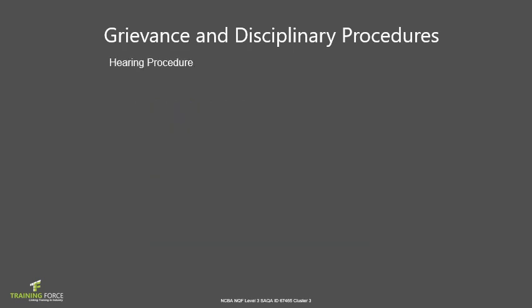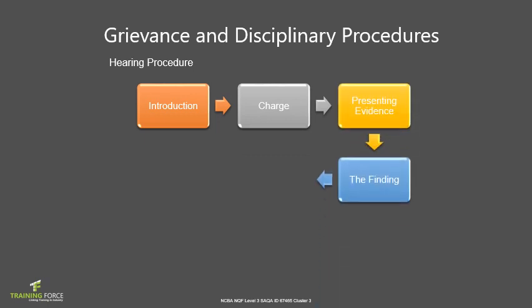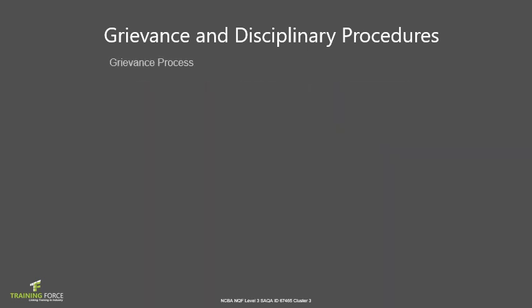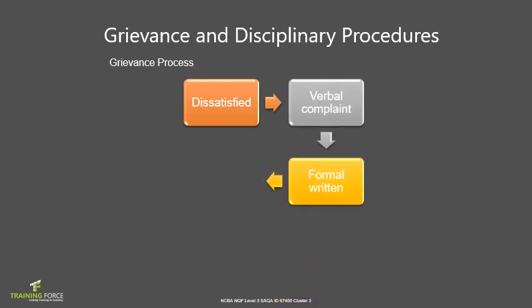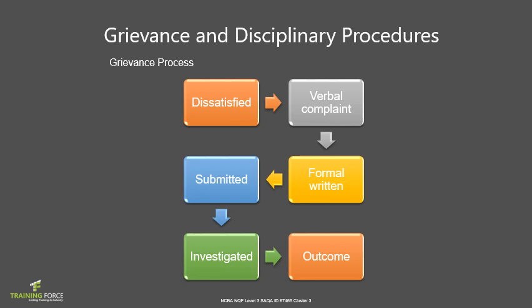The hearing procedure for a grievance or disciplinary action is as follows. There's an introduction, the charge is laid, presenting the evidence, then the findings, mitigating and aggravating circumstances, the penalty is given, and then there's a chance to appeal. In the case of a grievance process, the following applies. If you're dissatisfied, somebody is bullying you, sexual harassment, anything like that, you lay a verbal complaint. The plaintiff is informed in writing. The complaint is submitted, it's investigated, and an outcome given.